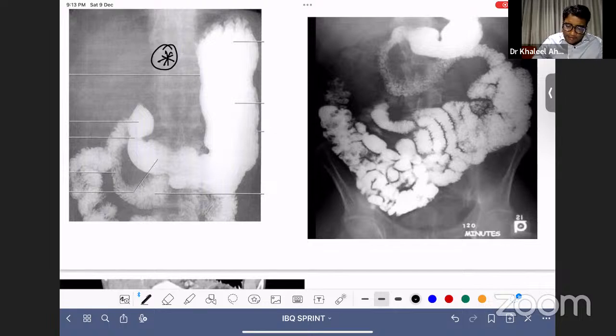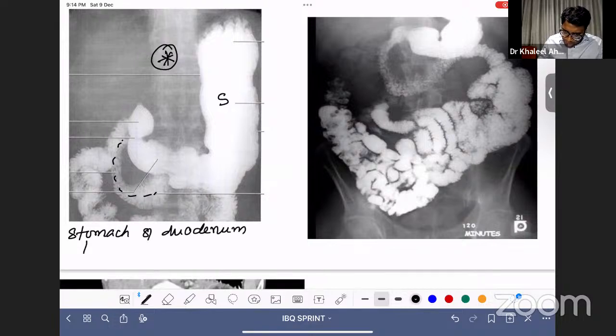I hope you can see there is barium in the stomach, and also you can see the C-shaped loop of the duodenum. So when you see the stomach and duodenum, very good, Rishabh, this is a barium meal. Remember, even the duodenum is seen in a barium meal.